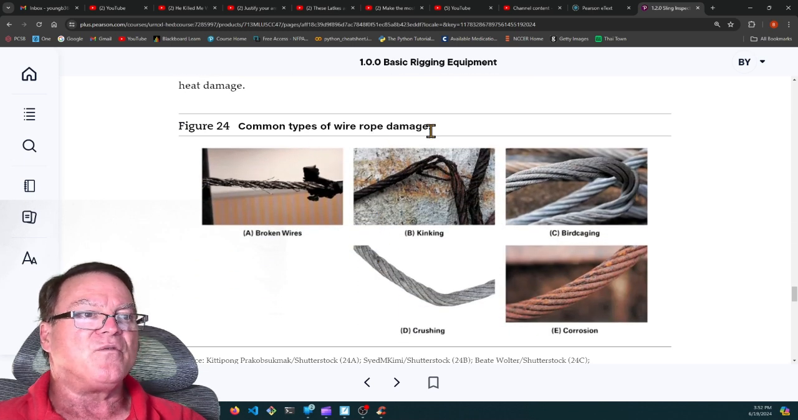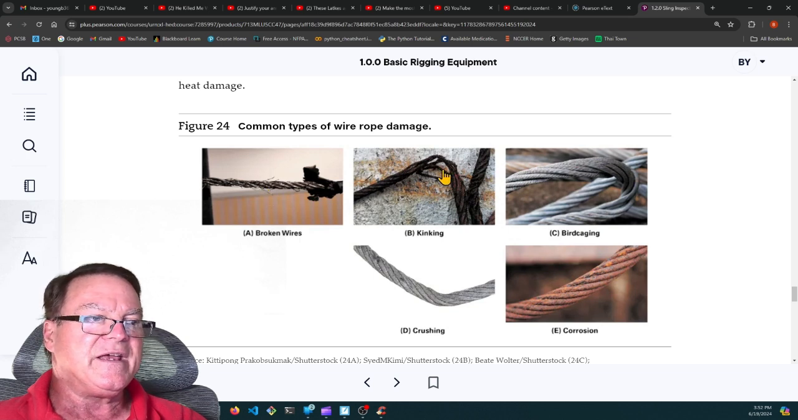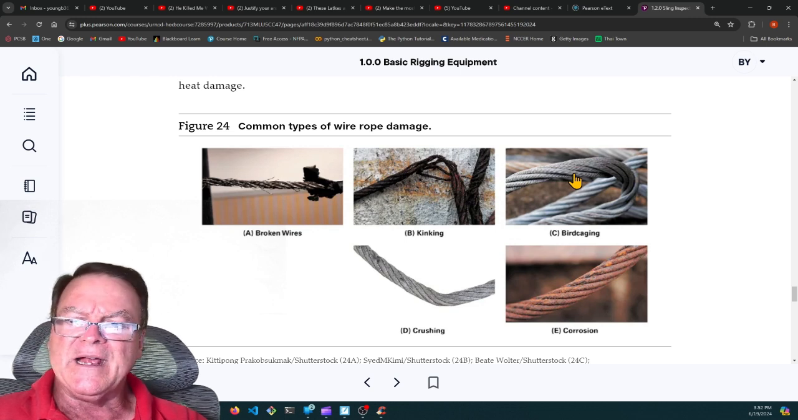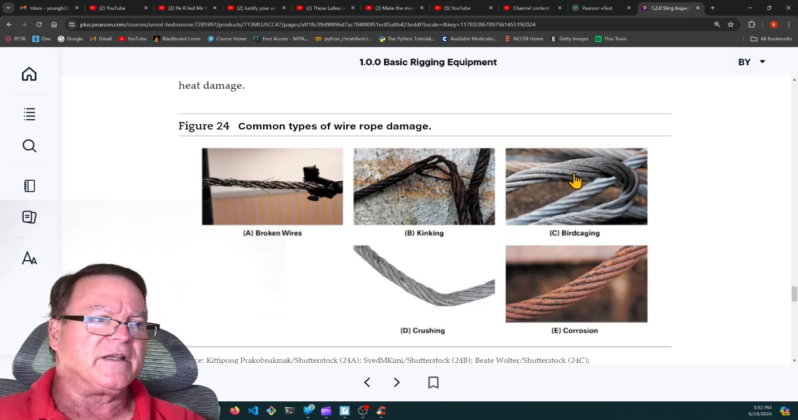So here are common types of wire rope damage: broken wires, kinking, bird caging, crushing, corrosion. Bird caging is when the wire rope was under tension and the load swung. It revolved and it unwound the strands of the wire rope. They don't go back together again correctly, so it makes what's called a bird cage.